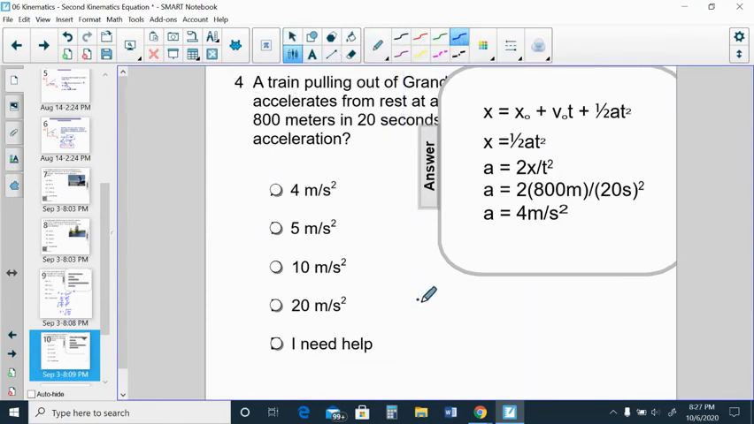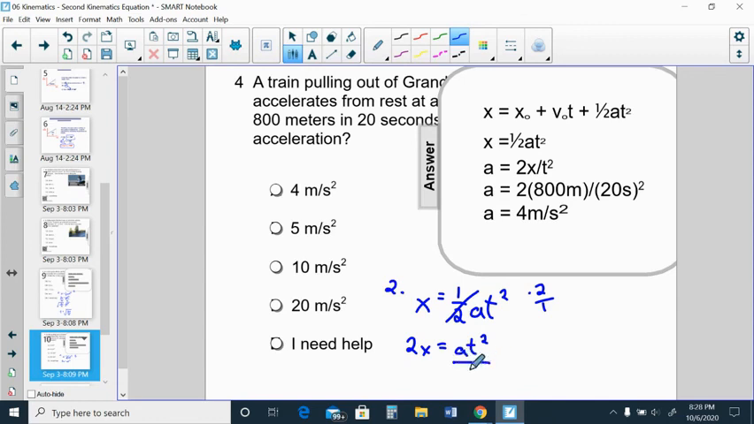So we have the displacement equals half times acceleration times time squared. We want to isolate for acceleration here. So let's do the same thing. Let's get that half out of here. So that'll be canceled out. So we have the 2x equals acceleration times time squared.